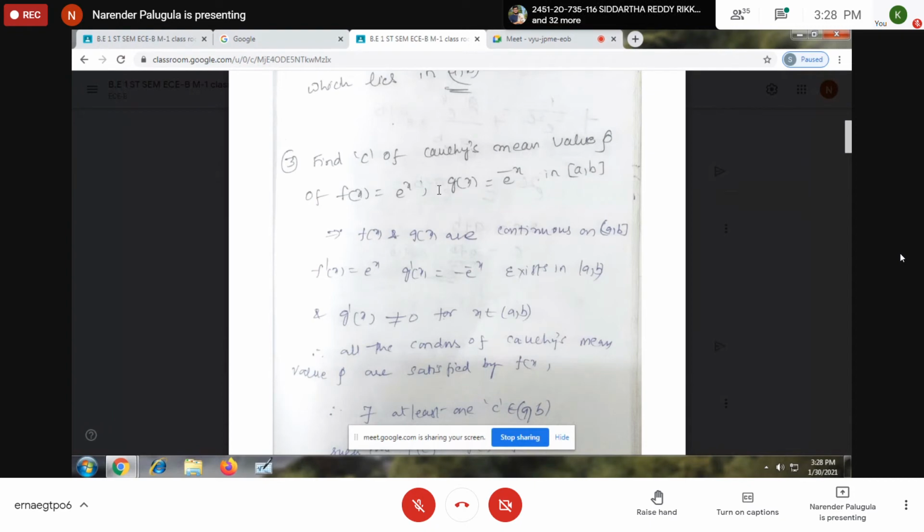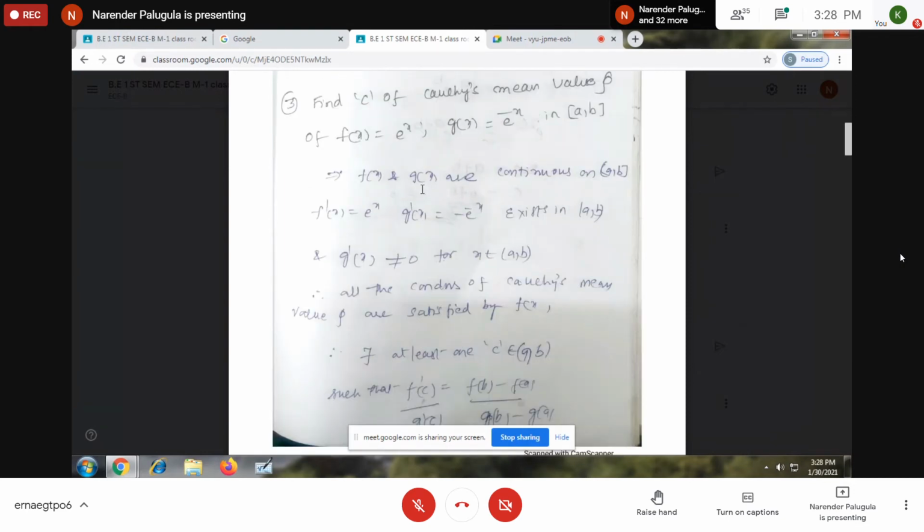So 1 by x is continuous and differentiable in the interval R minus 0, everywhere except 0. That is the meaning of the domain concept. So every trigonometric, every logarithmic, every algebraic, every exponential function is differentiable and continuous in its own domain. Here the functions given to us are e power x and e power minus x.